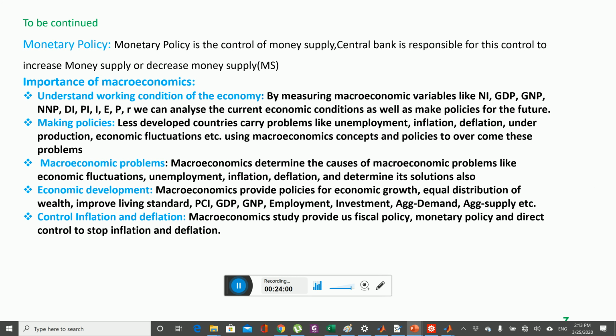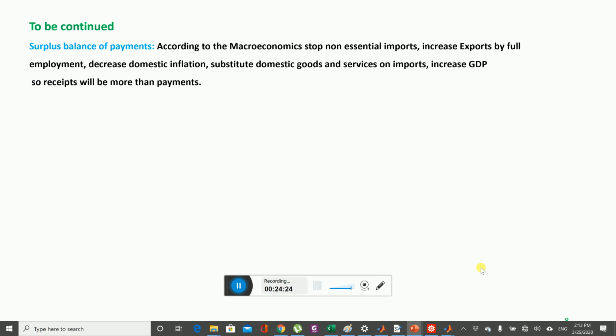Aggregate demand is more than the aggregate output produced by the economy, and when demand is more and supply is less, it will pull the prices up. So the government uses contractionary fiscal policy and contractionary monetary policy to stop this inflation. Why? To reduce the aggregate demand of the public.